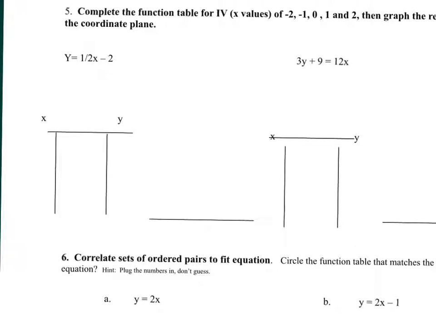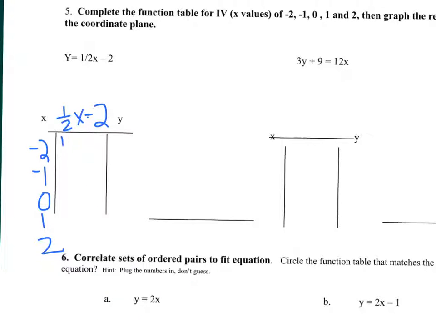So what we're going to do in this problem is complete a function table using independent variables that are given. Remember, independent variables can also be referred to as the x values. So we're going to use -2, -1, 0, 1, and 2, and put those into the function table under the x column. We can go ahead and write those in. Then we can write our function in here: 1/2 x minus 2.